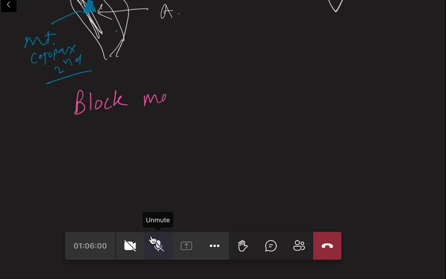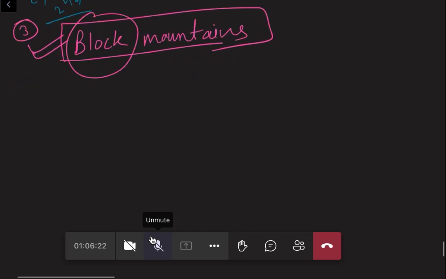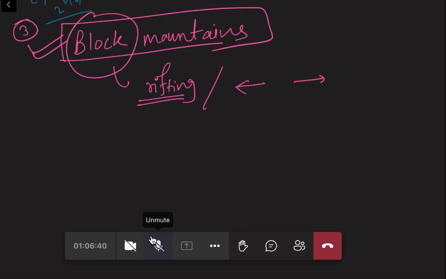Block mountains. Yesterday we also saw some block mountains or how they are formed. Okay. First we have seen volcanic mountains. Then we saw just now fold mountains. Now the third type of mountains are block mountains. What is block mountain? The word itself indicates a block. So blocks are nothing but the mountain systems formed because of rifting. Okay? They are formed because of rifting or the forces which are pulling things apart.